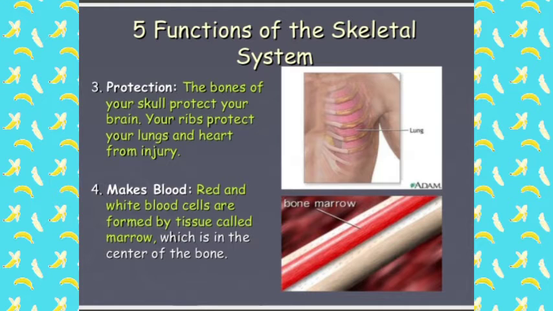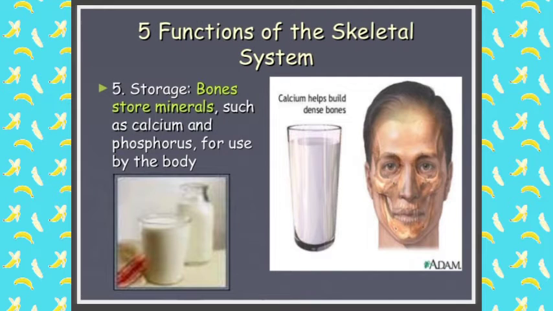Number 4, makes blood. Red and white blood cells are formed by tissue called marrow, which is in the center of the bone. Number 5, for storage. Bones store minerals such as calcium and phosphorus for use by the body.